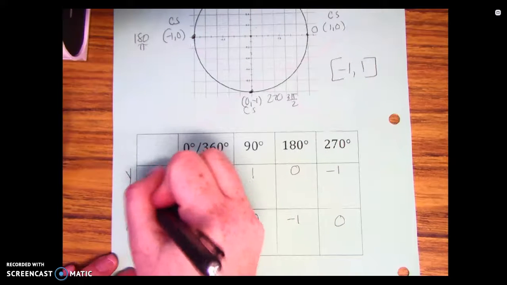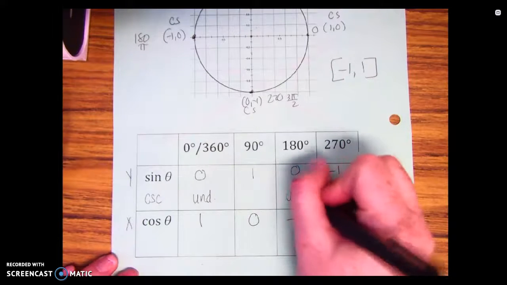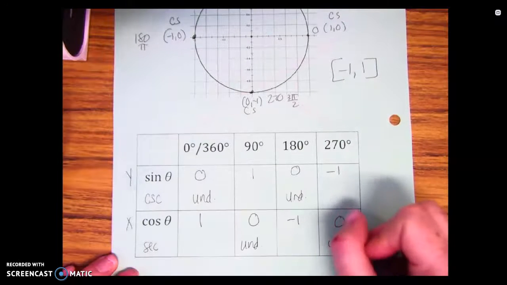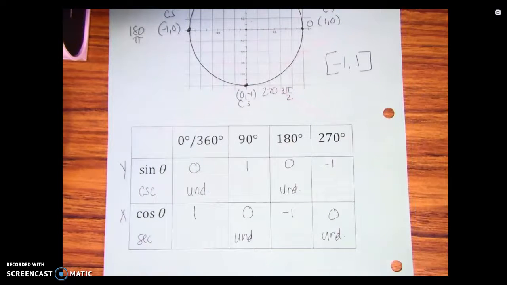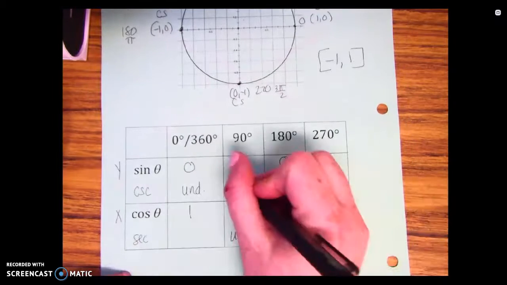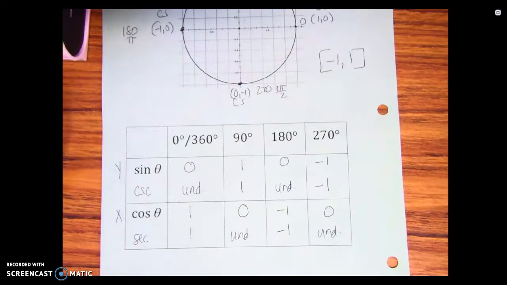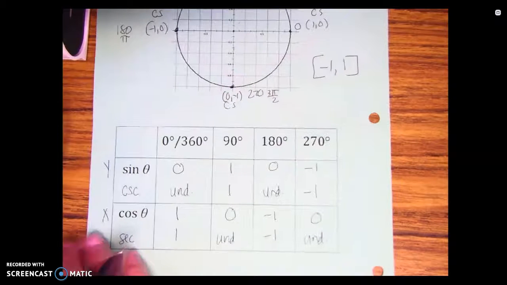Now the reciprocal of 0 is undefined. Any zeros, so any reciprocal functions, you could have undefined values as your answers today. Except when you're doing addition and subtraction, you can't add to undefined. The reciprocal of 1 is 1. The reciprocal of negative 1 is negative 1. So when I'm finding any of my reciprocal values today, I'm just thinking about flipping things.